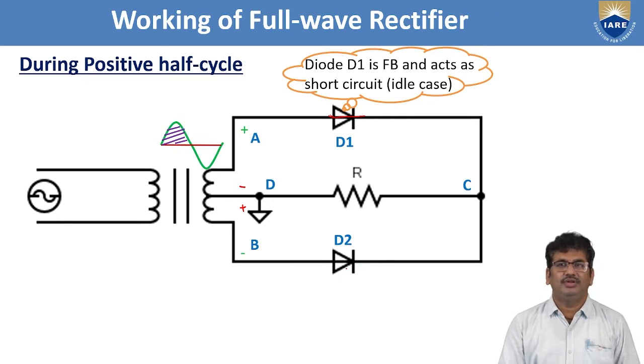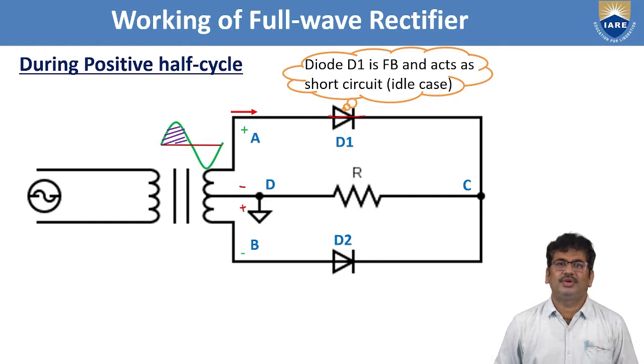When it comes to diode D2, the P material is connected to negative potential, whereas the N material is connected to positive potential. So the bias on D2 is reverse bias. In the ideal case, we will consider the diode D2 in reverse bias to act as an open circuit. So as D1 is in forward bias, the current will flow in the upper circuit.